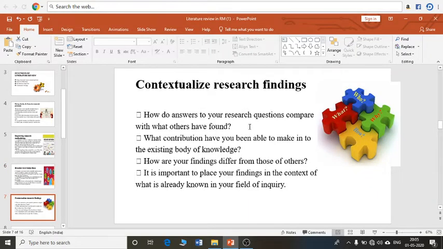Then contextualize your findings. This literature review helps in identifying how your findings compare with the existing body of knowledge, how the answers to your research questions compare with what others have found, and how your findings differ from those of others. It is important to place your findings in the context of what is already known in your field of inquiry, that is, it places your findings in the circumstance, a particular situation of your field.